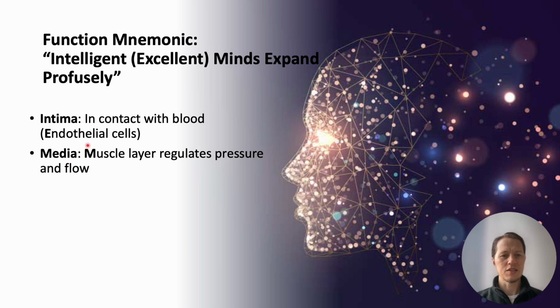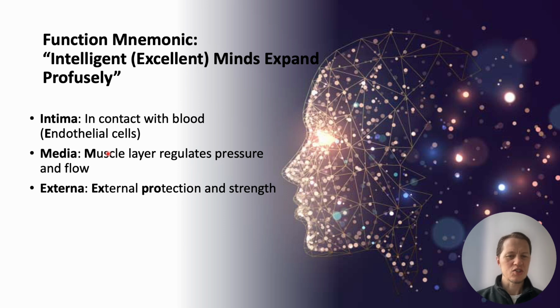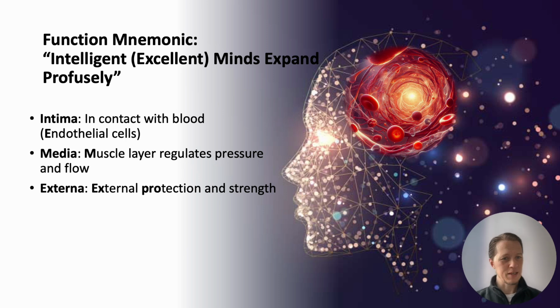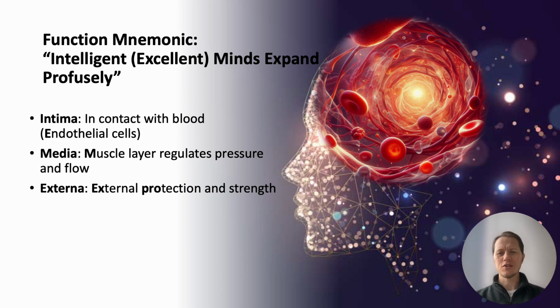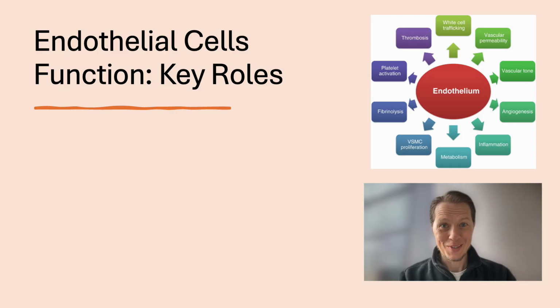I think endothelial cells is the key thing to remember. Media for the muscle, and then externa for protection. So intelligent minds expand profusely. And yeah, I would like my mind to expand profusely as well. And if you think of the vascular system, perhaps it will.